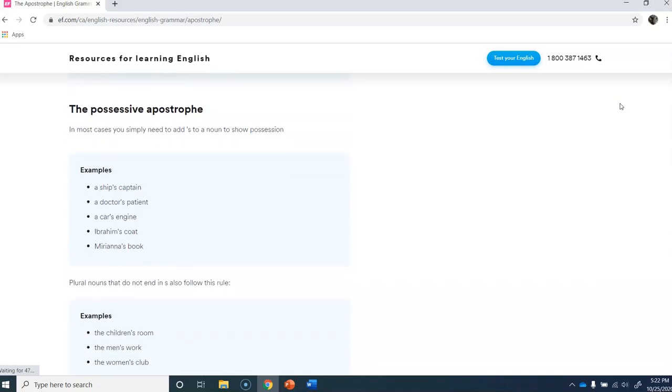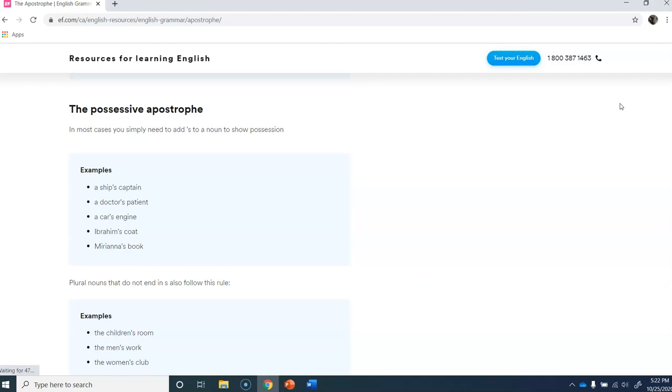In most cases, okay, you simply add an apostrophe S to show possession. So if you take a look, they've given you some examples. A ship's captain, a doctor's patient, Ibrahim's coat. The apostrophe S shows that it is the coat that belongs to Ibrahim. It is the patient that belongs to the doctor. It is the captain that belongs to the ship.